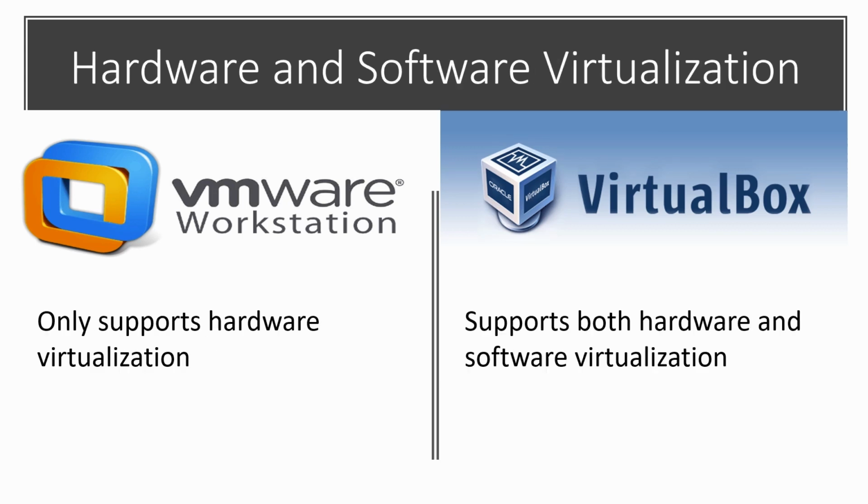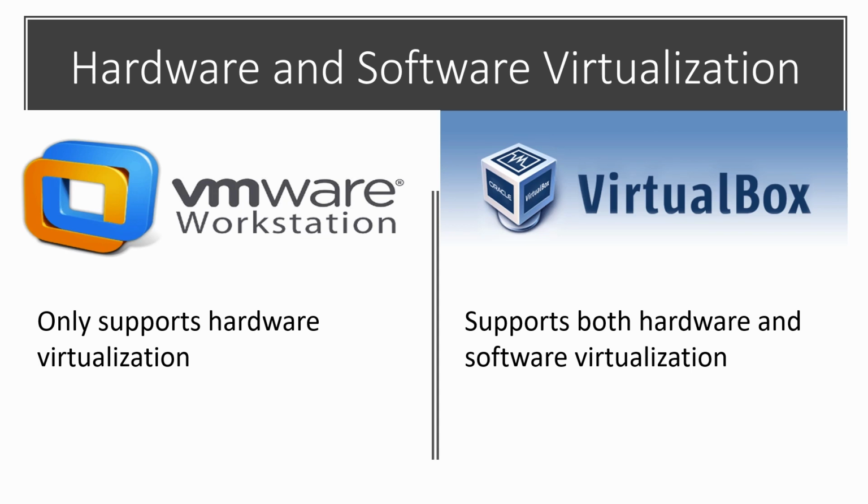Next will be hardware and software virtualization. Hardware virtualization requires the hypervisor to emulate the host machine's hardware devices so that virtual machines can run directly on the processor of the host. This can only be done as long as the host machine has an Intel VT-x or AMD-V CPU and that hardware virtualization is enabled in UEFI or BIOS.